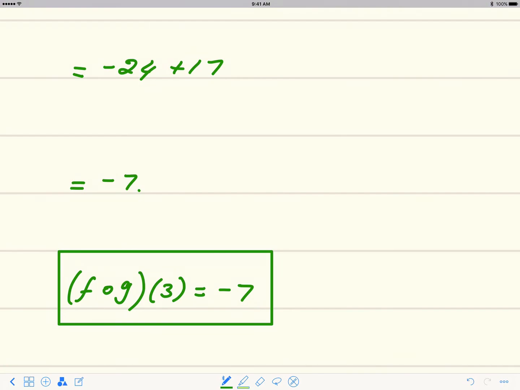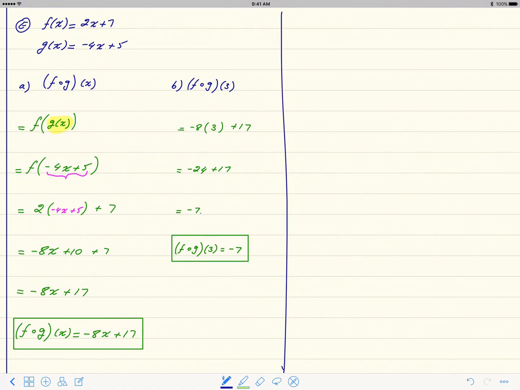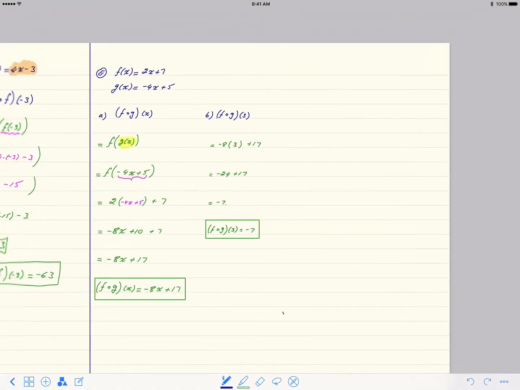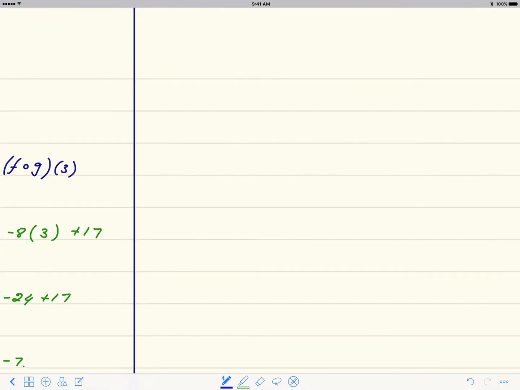And let's do one more example before we wrap this topic up. In this example, we're given that f of x is x squared plus 1, and g of x is x plus 1.